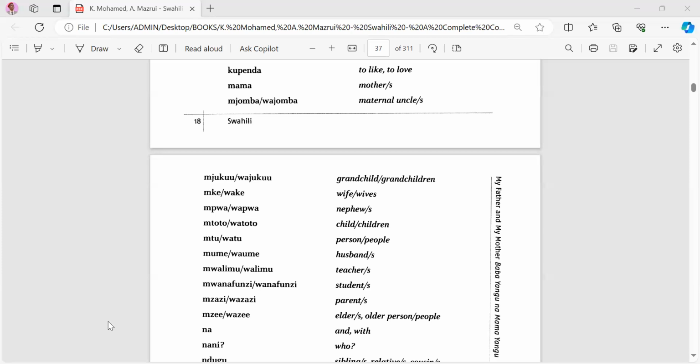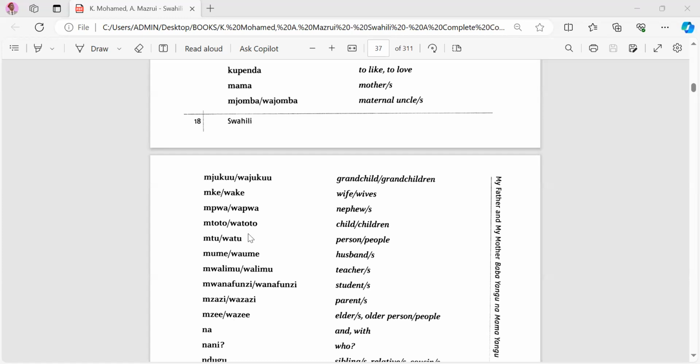Now there's this word called mjuku. Mjuku. Which one is that? Grandchild. Okay.